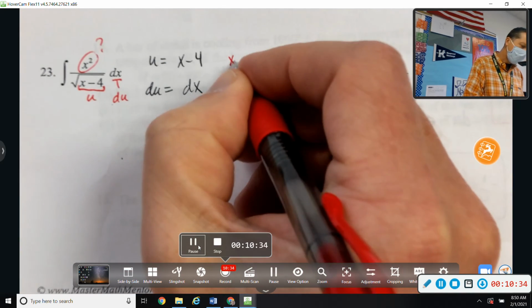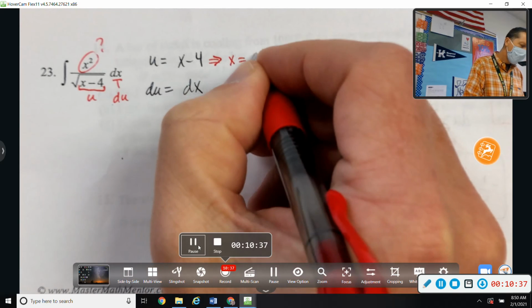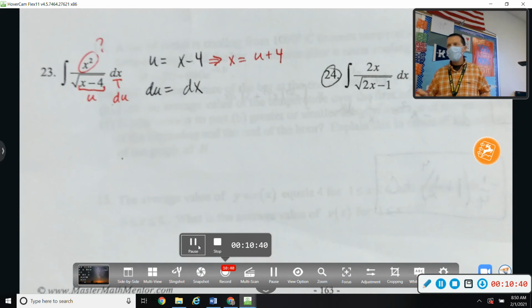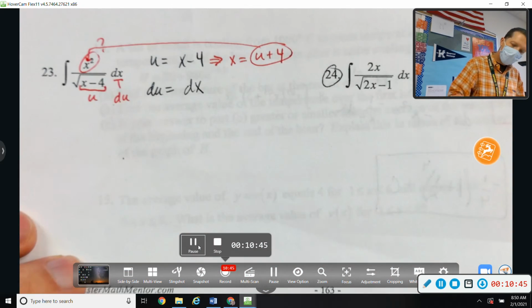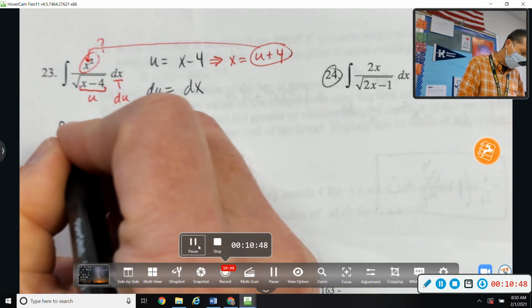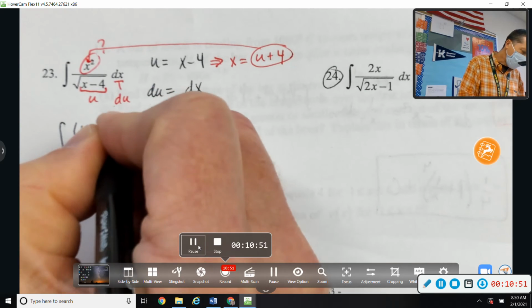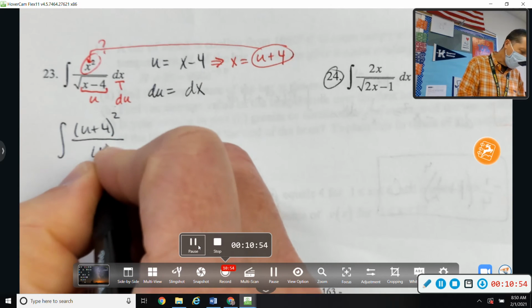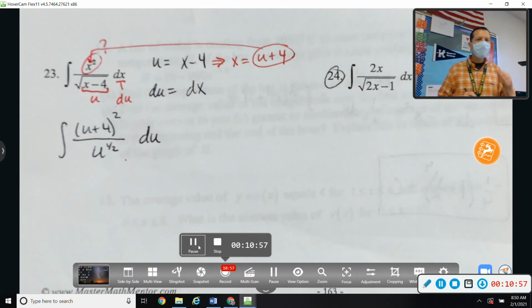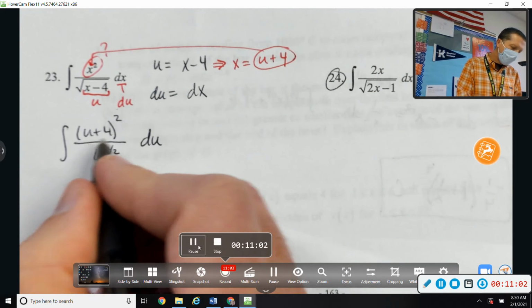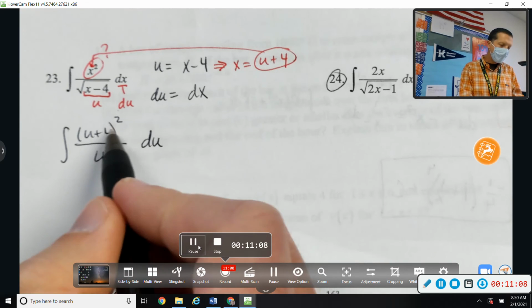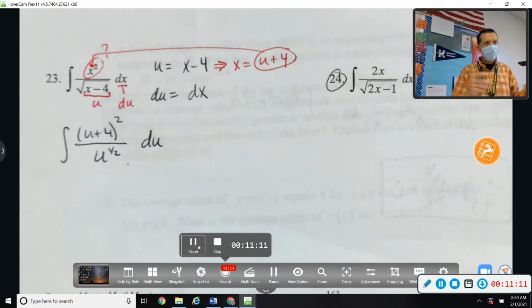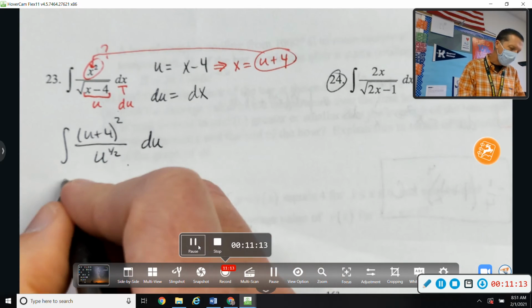Well, what's x equal to? u plus 4. So this is that double reverse back substitution thing. So let's see what we've got here. In the top, u plus 4 squared. In the bottom, u to the 1/2, and then du. See, again, don't do these independently. There is no quotient rule. You can't antiderivative the top and antiderivative the bottom and put them back together. You got to do the algebra first.